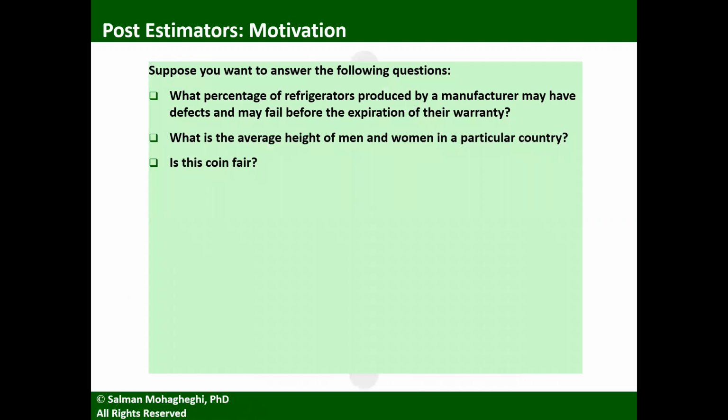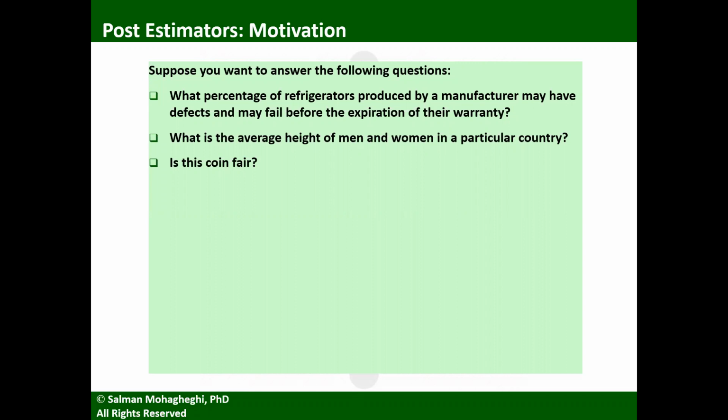Suppose you want to answer the questions that I have listed here. What percentage of refrigerators produced by a manufacturer may have defects and may fail before the expiration of their warranty? Or what is the average height of men and women in a particular country? Or suppose you have a coin and you want to know if that coin is fair.